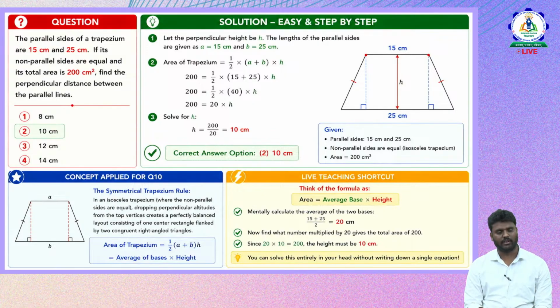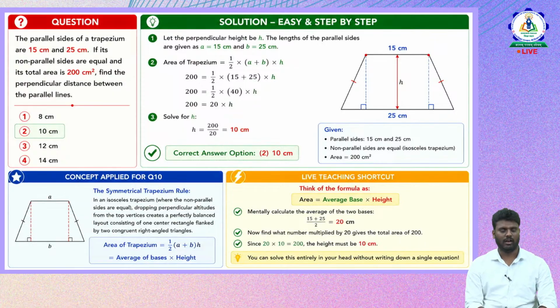We need to identify it from the given parallel sides. Okay, so that is what we need to identify, the height. Now option 1 is 8 centimeter, option 2 is 10 centimeter, option 3 is 12 centimeter, and option 4 is 14 centimeter. Now let us try to identify which is the correct one.